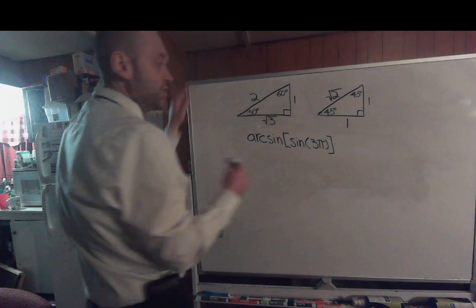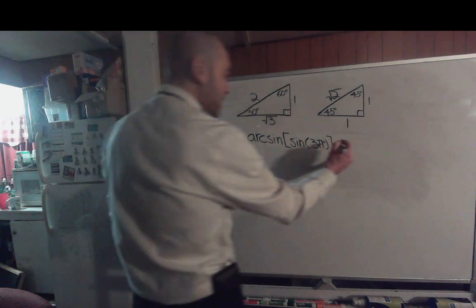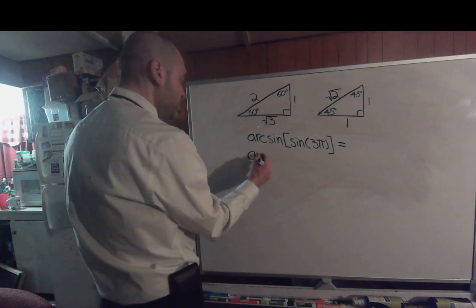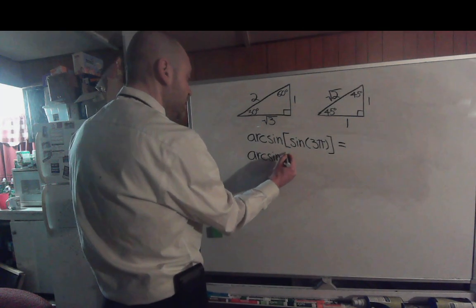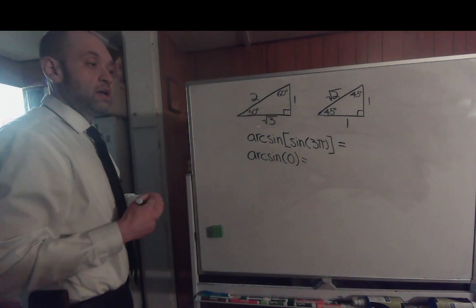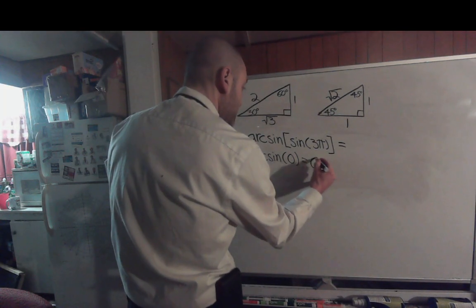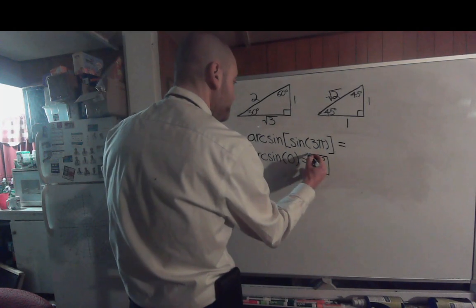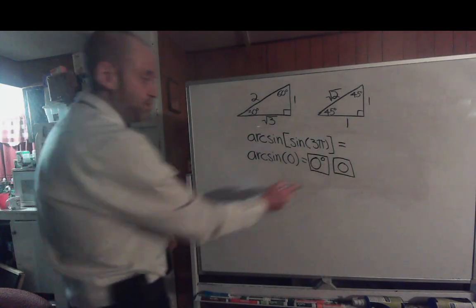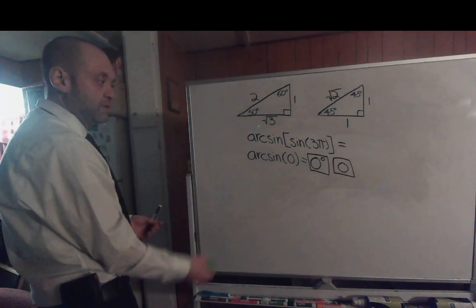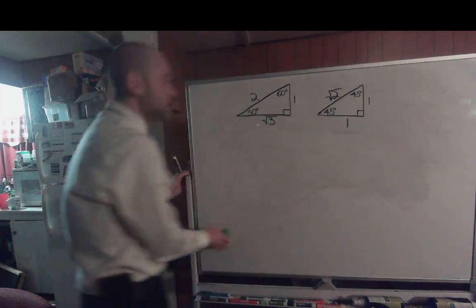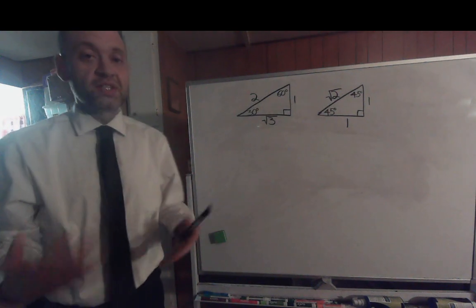What is the sine of 3 pi? That's 0, right? The sine of 3 pi is 0, so this would literally just turn into the arc sine of 0. Now, what's the arc sine of 0? It's literally going to be 0, right? So 0 degrees or 0 radians, however you would like to list it. So sometimes you have to be a bit creative and know what your reference angles are.